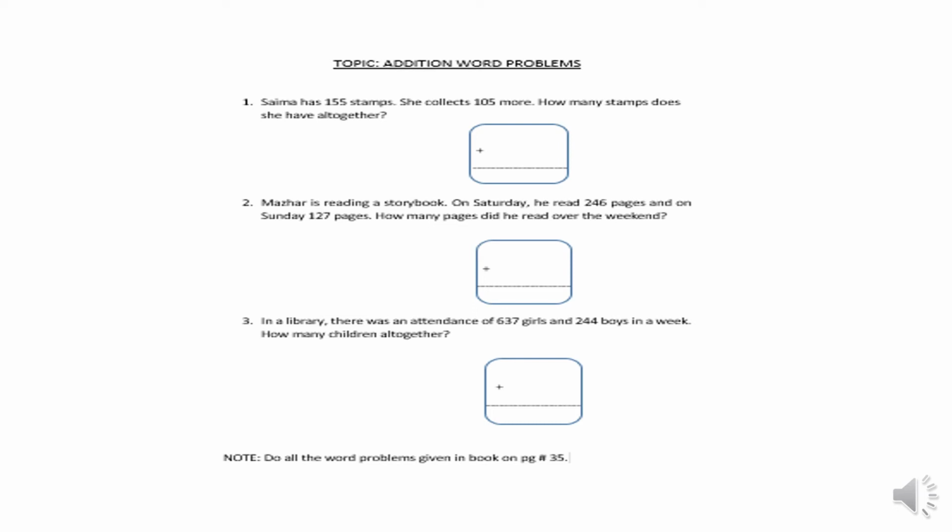So you will write 246 and 127 in the box given below, and you will add them. You will start from ones. In ones you have 6 and 7. When you add 6 with 7 you get 13. You will write 3 in ones and will carry 1 to the tens. In tens you have 4 and 2, and when you add this 1 in tens you will get 7, and in hundreds you have 2 and 1, and their sum is 3. So the answer would be 3 hundreds, 7 tens and 3 ones.